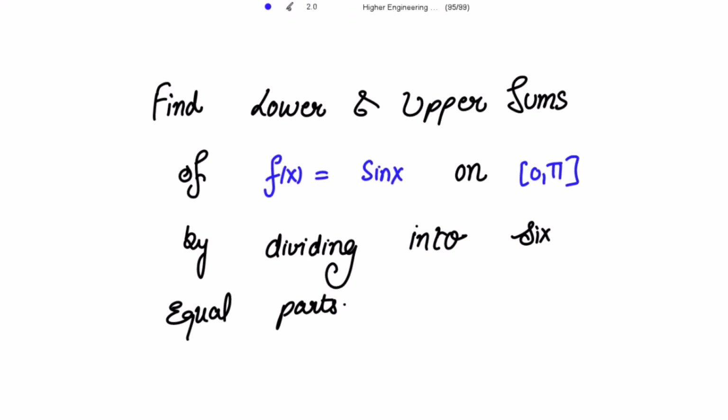Find the lower and upper sums of the function sin x on the closed interval 0 to pi by dividing it into 6 equal parts. So here we have a equal to 0 and b equal to pi. If we are dividing this into 6 equal parts, then the length of each part will be b minus a divided by the number of parts, that is pi minus 0 divided by 6, which is pi by 6. So on this we are working.